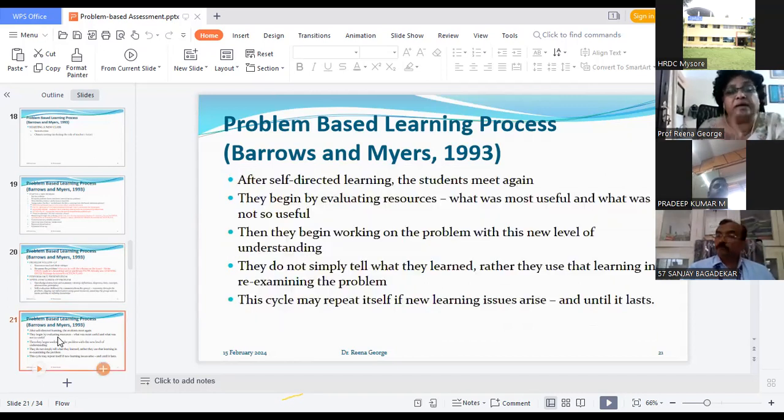So whatever I have given in the previous 3 slides is the technique of problem-based learning.